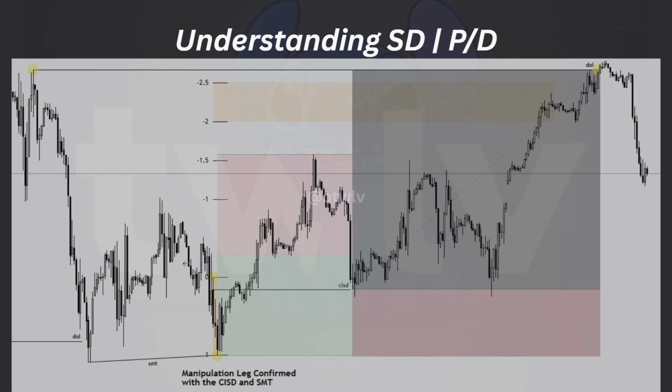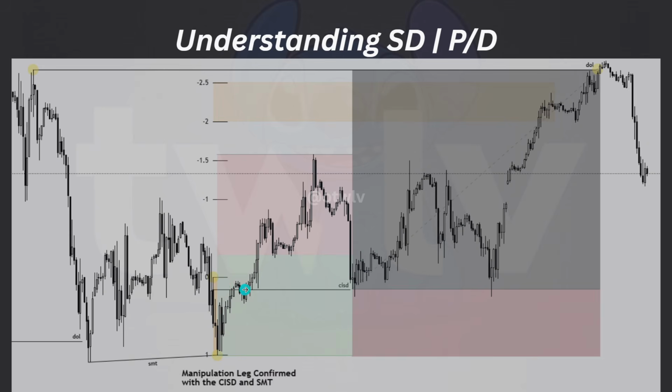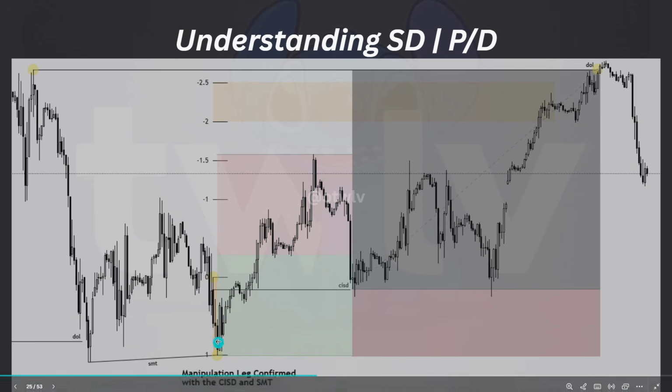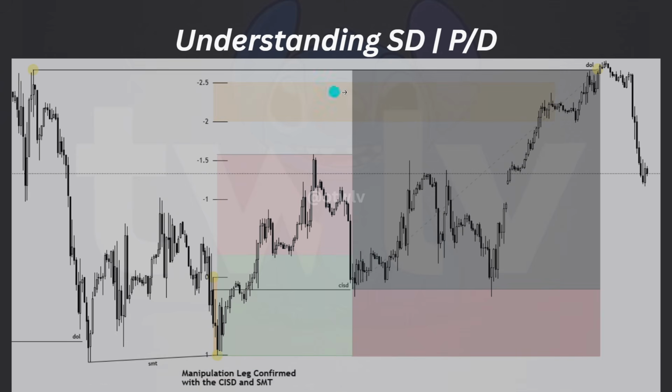So here's another example. We have the manipulation leg, and the reason why is because we have the SMT, the CISD confirming this leg to be the manipulation because we have the SMT. So again, ES swept this low, sweeping liquidity to then displace higher. If we take the manipulation leg, because we consolidated and then manipulated, and then we close back above it, right? And then we have our -2 to 2.5. So that's where price is going to most likely expand with a clear draw on liquidity here. Okay. So it lines up.